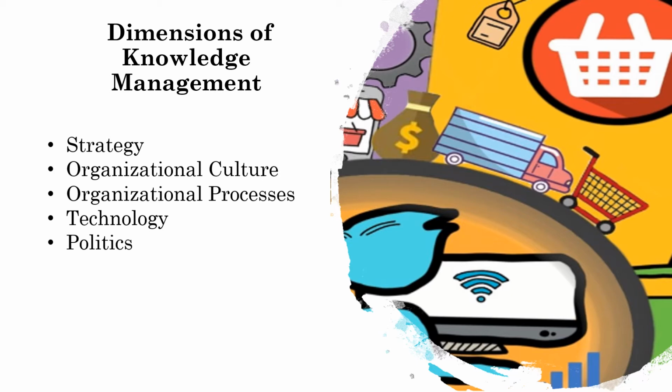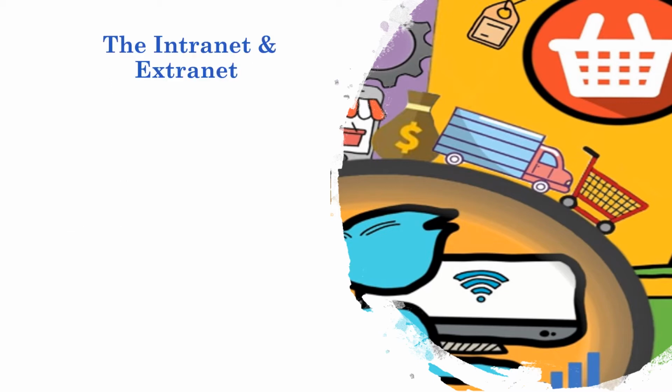Politics means we have long-term funding for initiating or managing the programs, covering the organizational activities that can be costly to execute, and which also do not provide a clearly measurable return on investment. So these are the dimensions of knowledge management: the strategy, the organizational culture, organizational processes, the technology, and the politics.